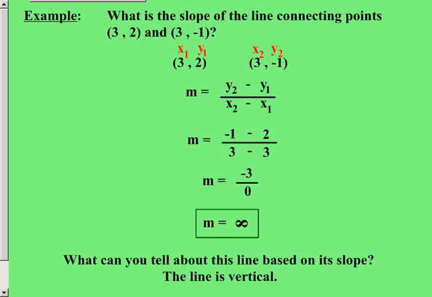And this is one of the special cases where we end up with a 0 as part of our slope fraction. The only cases where that happens are horizontal lines if the numerator is 0 and vertical lines if the denominator is 0.